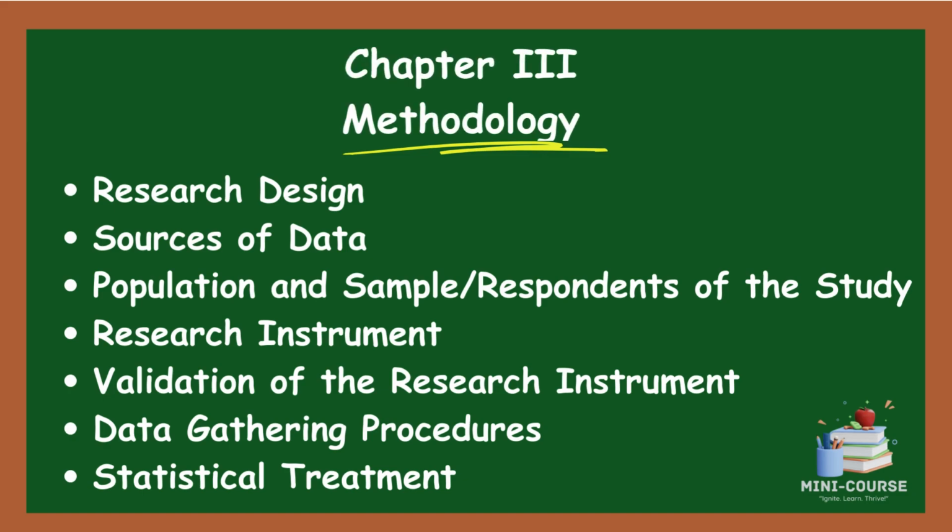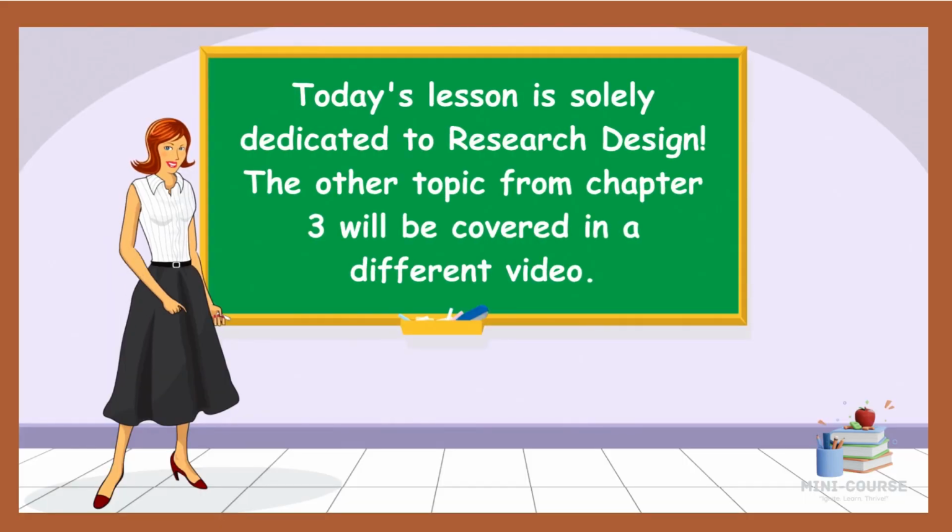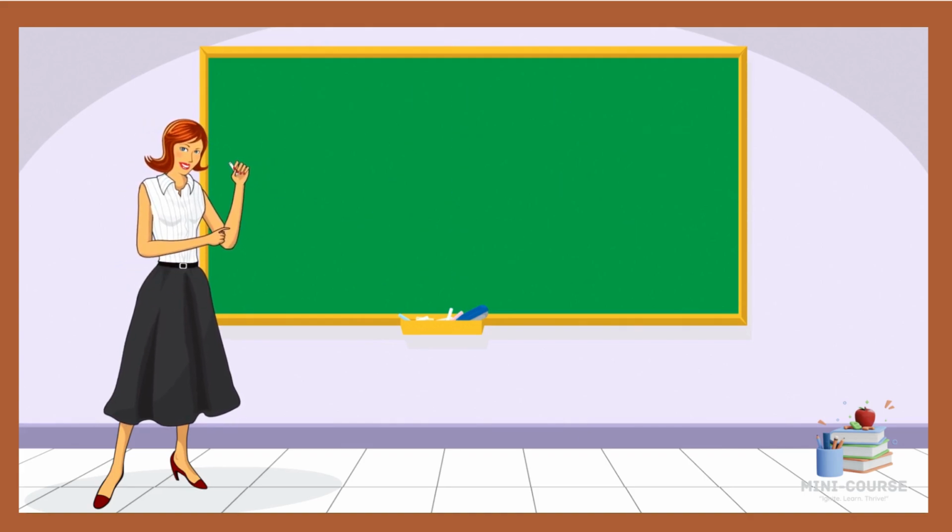Chapter 3 of the thesis proposal consists of the following parts: research design, sources of data, population and sample or respondents of the study, research instrument, validation of the research instrument, data gathering procedures, statistical treatment. Today's lesson is solely dedicated to research design. The other topics from Chapter 3 will be covered in a different video.